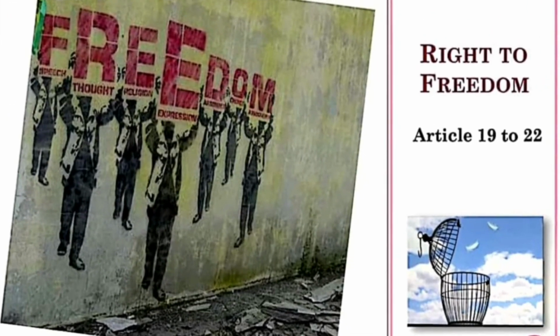Next one is right to freedom, Article 19 to 22. The second fundamental right of a citizen is right to freedom. Through this right, we have various other rights like freedom of expression, thought, oration, to move around the country, etc. It also provides us the right to do any kind of job or business. This right also expects from us to respect others' right to freedom.